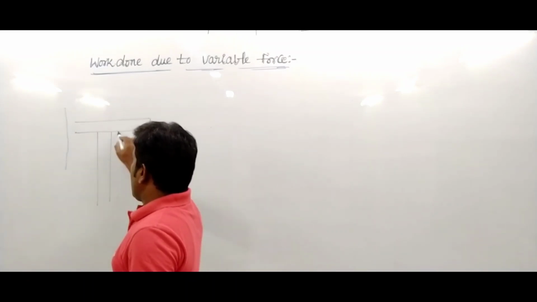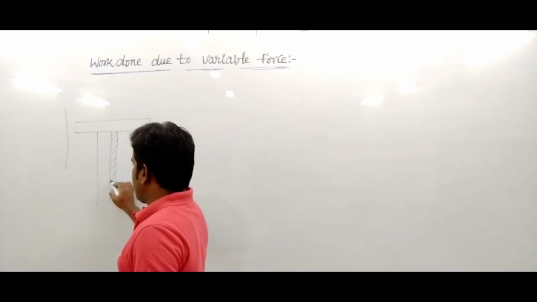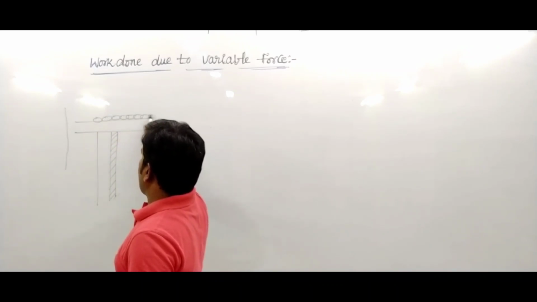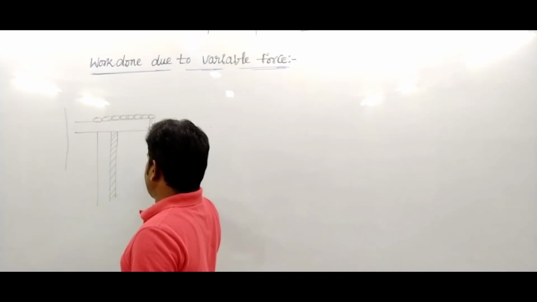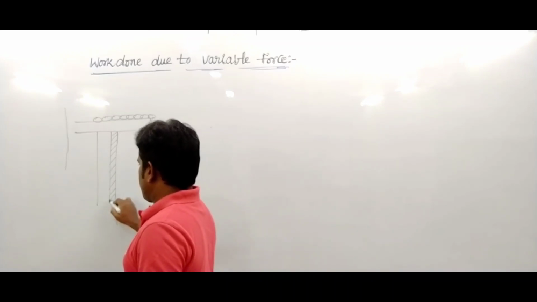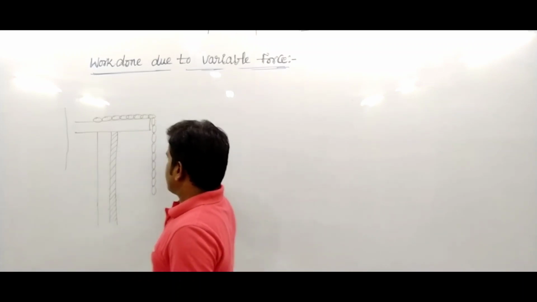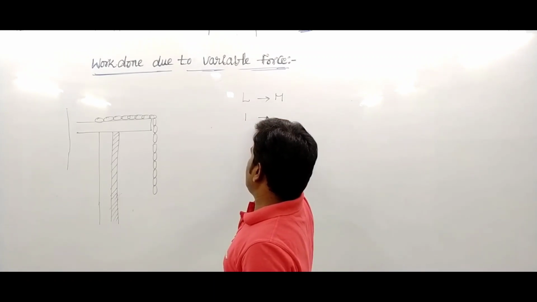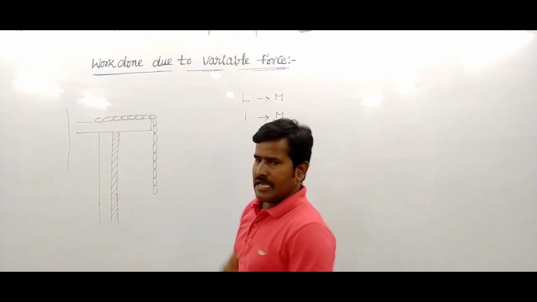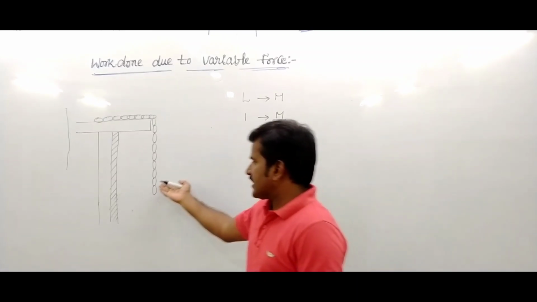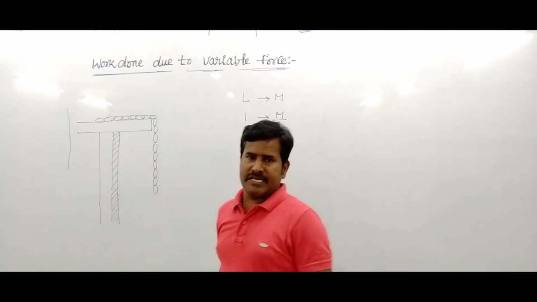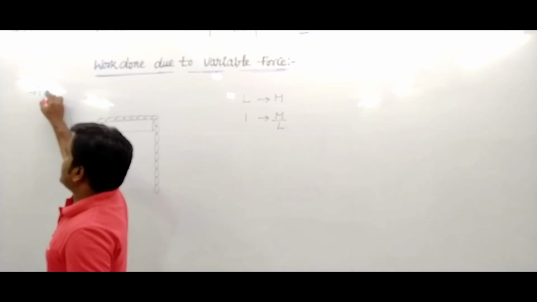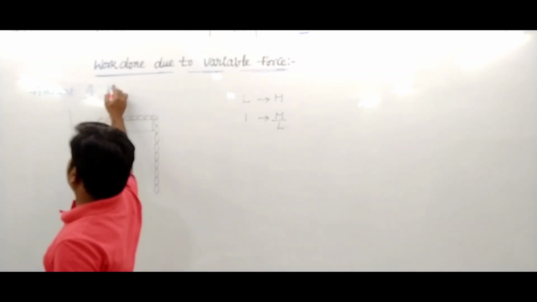This is one table. One nth part of a chain on the table is hanging outside. The total length of the chain is L. Its mass is M. For 1 unit length, its mass is M upon L. We want the amount of work required to place the chain on the table.